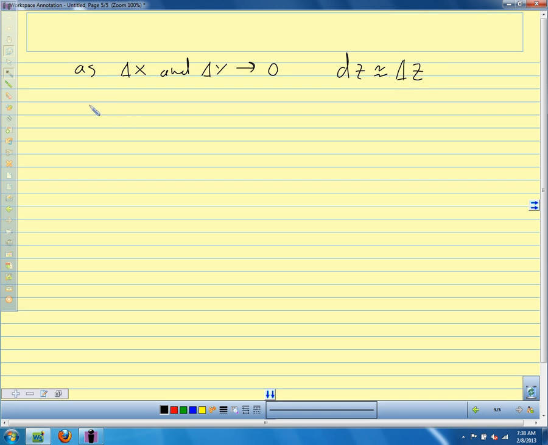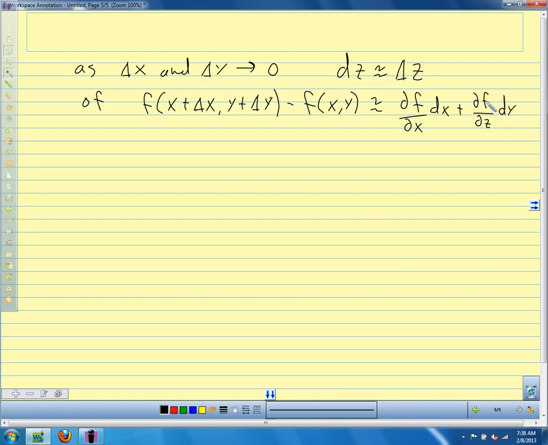And we can write, so we're just going to equate our expressions for these two. f of x plus delta x, comma y plus delta y, minus f of x, y is approximately equal to our total differential. And our function evaluated at x plus delta x and y plus delta y, I'm just going to rearrange. Is our function plus the total differential, df dy, sorry.